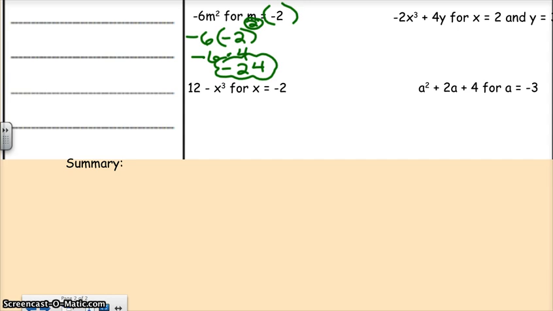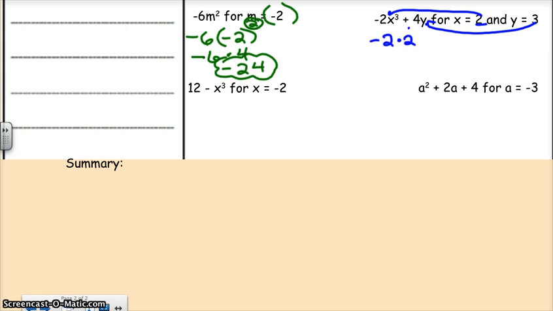All right, now I've got negative 2x cubed plus 4y, for x is 2 and y is 3. So I'm going to plug the 2 in right there, and I'm going to plug the 3 in for the y. So this turns into negative 2 times 2 cubed plus 4 times 3.